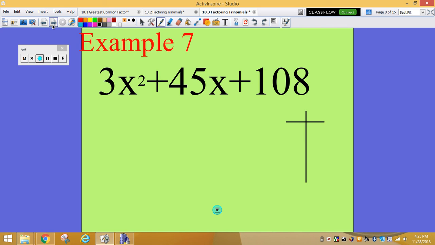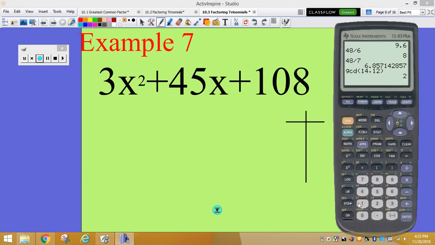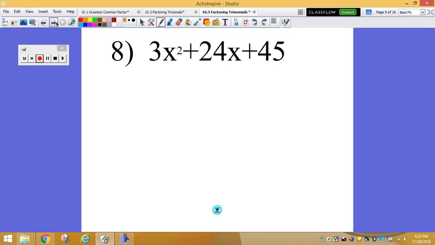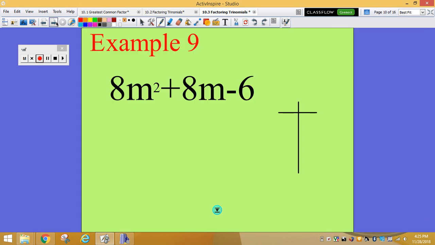Let me see. I want to do one more with a GCF. All right, let's do this one. So the GCF is going to be 2. 2 goes into all of these. So let's divide out a 2. 8 divided by 2 is 4m squared. 8 divided by 2 is 4m. And 6 divided by 2 is 3.